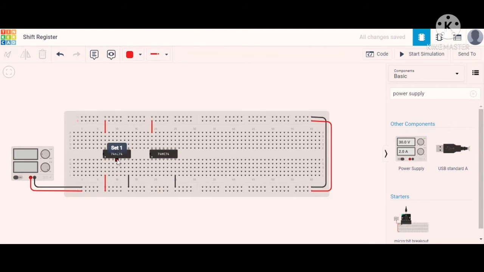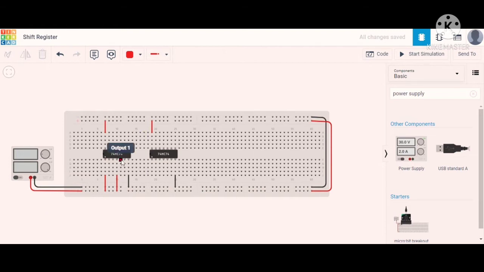As I already told you, the reset and the set are both connected to logic 1. So here the set 1 of D flip flop 1 and the set of the other flip flop, mentioned here as set 2, are shorted to each other, and both are connected to logic 1, right, in this manner.